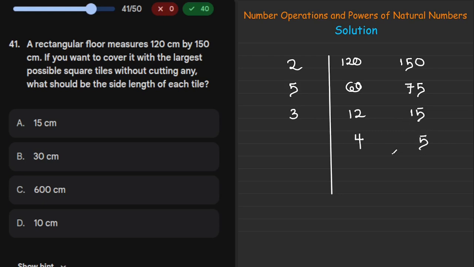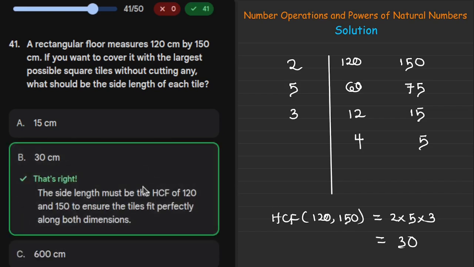And with these two, there's no number that can divide both. Hence, our highest common factor of 120 and 150 is 2 times 5 times 3. 2 times 5 gives us 10, and then 10 times 3 gives us 30. So the tile size should be 30 by 30 centimeters. That is the square tile we need, just as I illustrated. So we need all those tiles to be this.